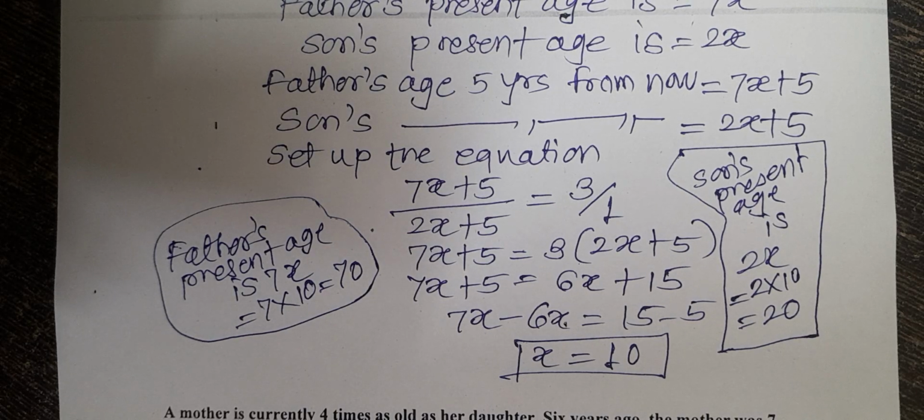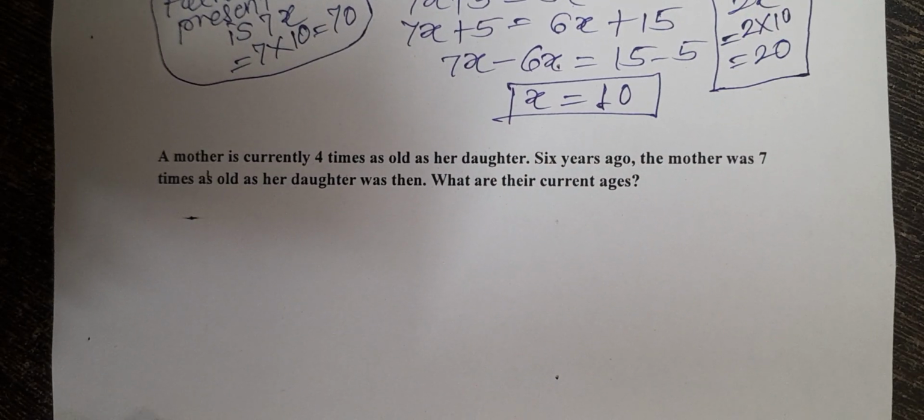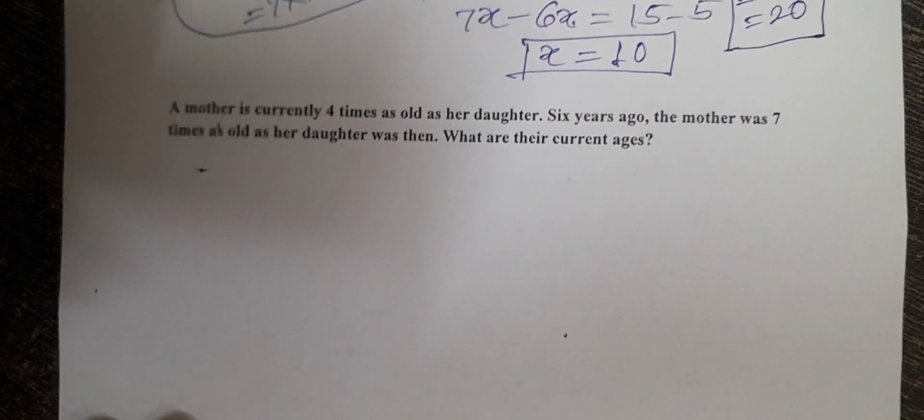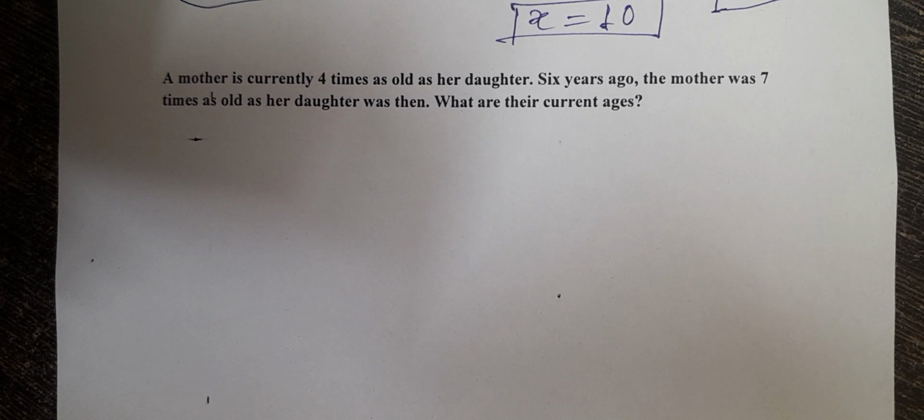Now let us solve one example, past age comparison. The past age comparison, the example is like this. A mother is currently 4 times as old as her daughter. 6 years ago the mother was 7 times as old as her daughter was then. What are their present ages?